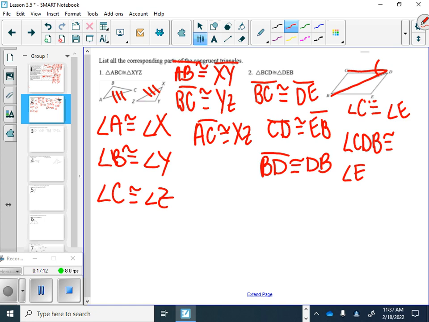Okay, D for the first triangle is listed what? Third. Which one's listed third here? B. And then B is listed first. Which one's listed first here? D. So that angle, so this is the angle we were just working with, CDB. That is congruent to this one right there, EDB. So you've got to use the letters to help you out.